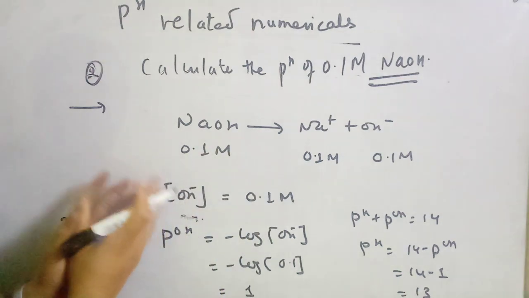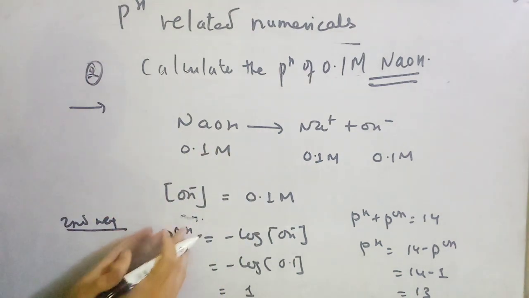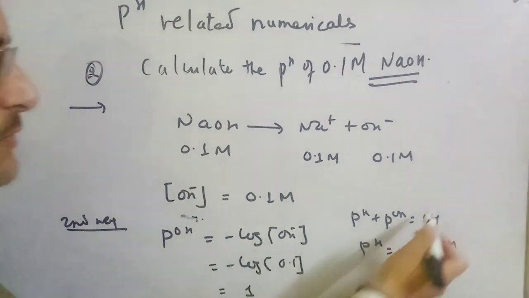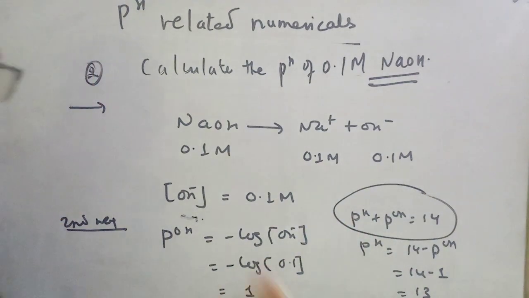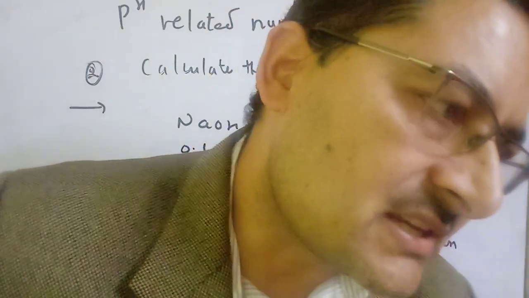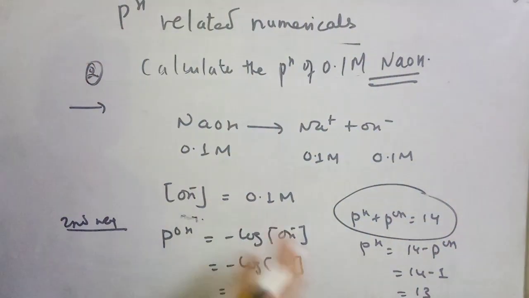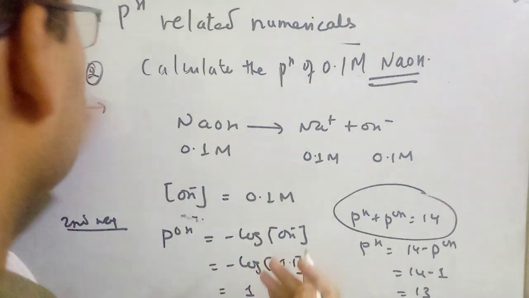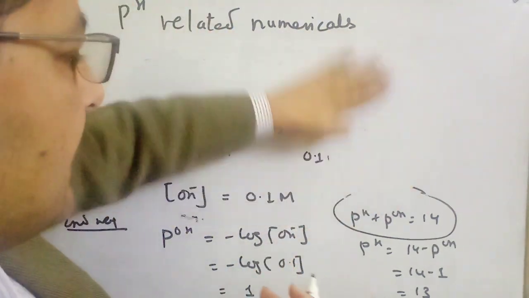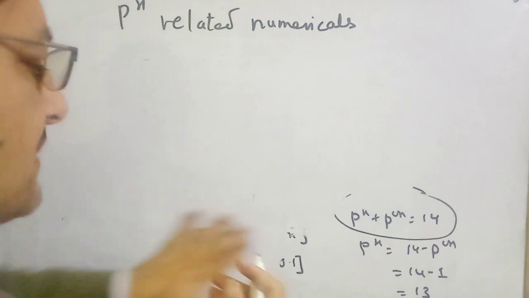Then by hydroxide ion you can get pOH. Once you calculate pOH, then by using this formula you can easily calculate pH, subtracting from 14 the pOH you get. Okay, in this way you can solve the pH of a basic solution. So this is the second problem that I have discussed, how to calculate pH of a basic solution.